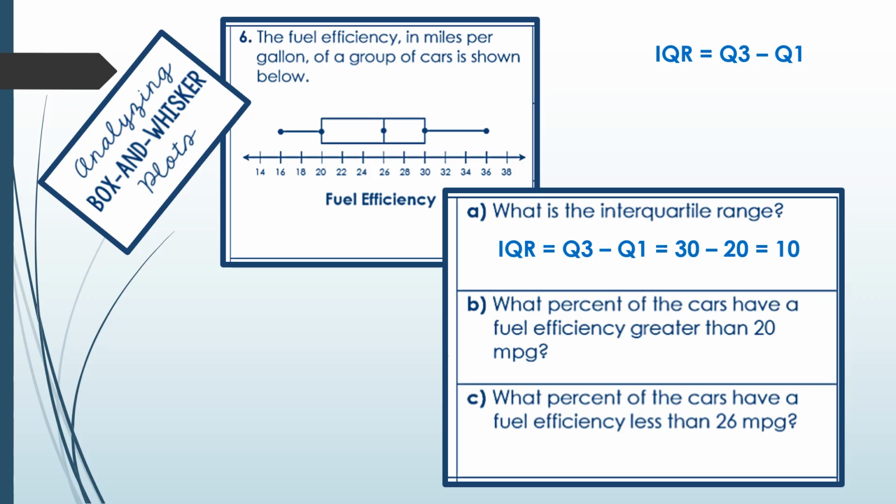What percent of the cars have a fuel efficiency greater than 20? So find your 20, greater than that. That's 3 of those sections. That's 75%. What percent of the cars have a fuel efficiency less than 26? So find 26. It's at our median. That's 2 of the sections. That's 50%.